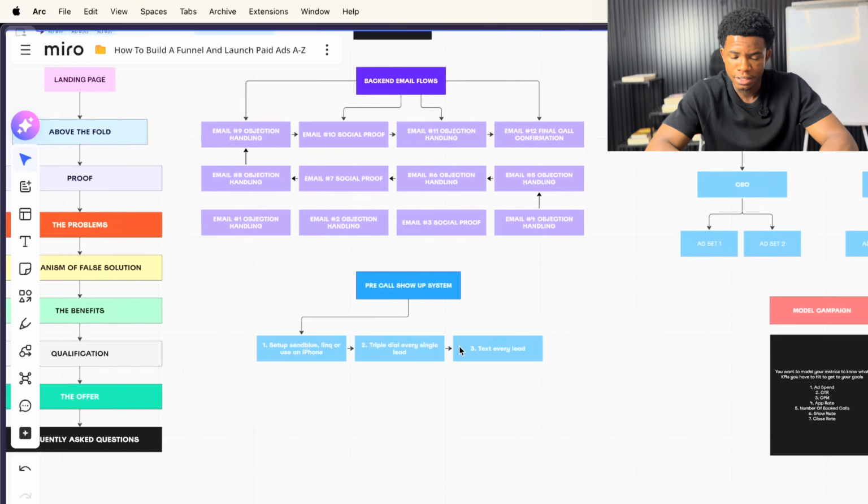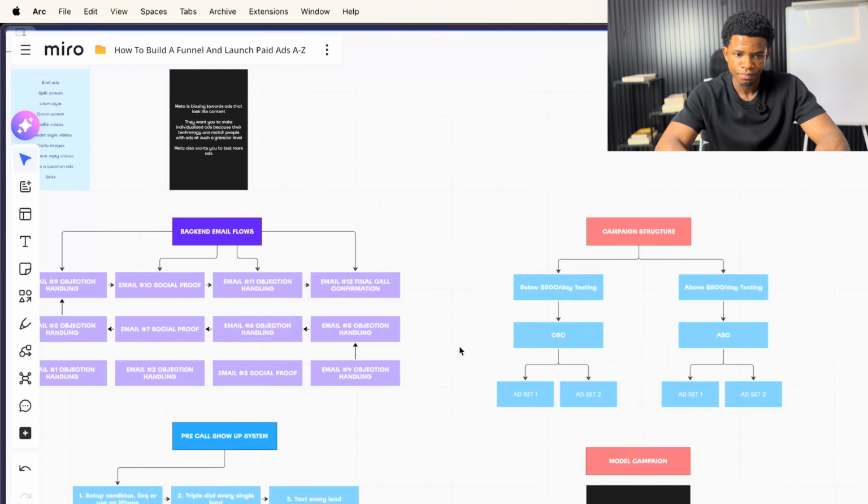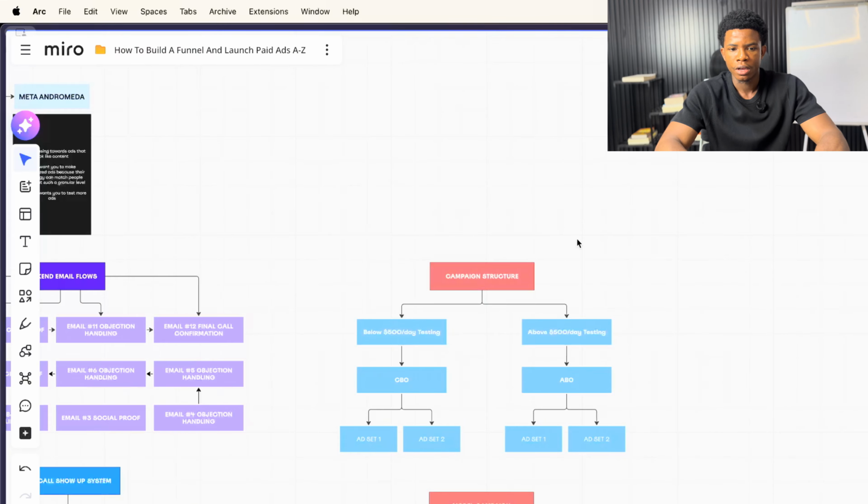All right, so again, that's it for the pre-call show up system. There's a lot to cover there, but we'll move on to the campaign, the actual campaign structure.